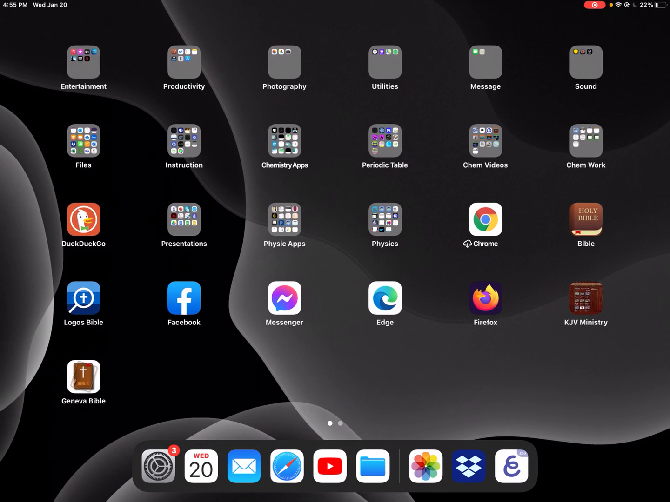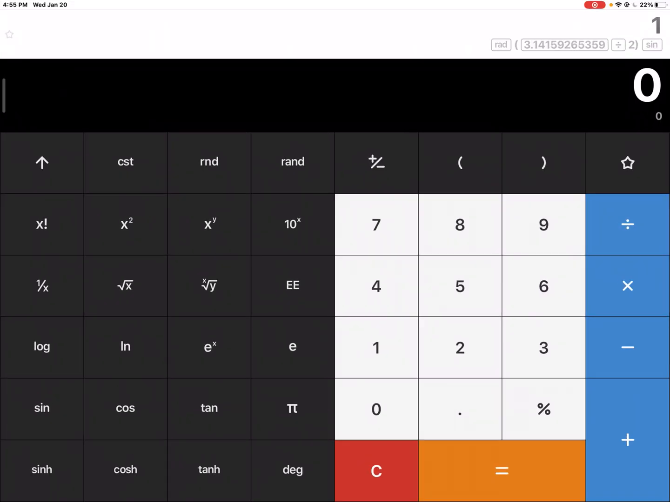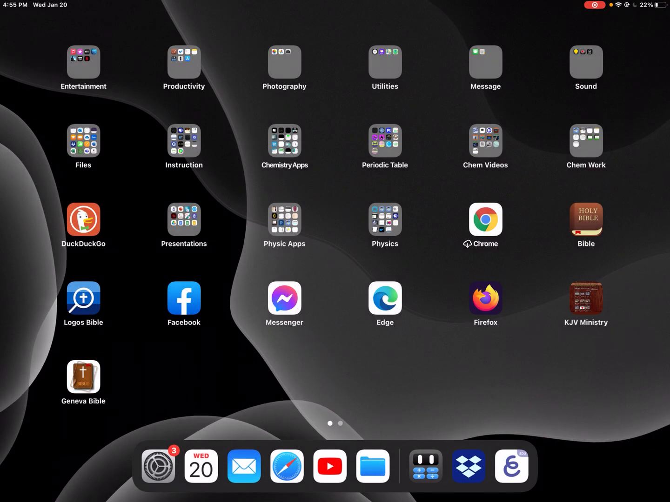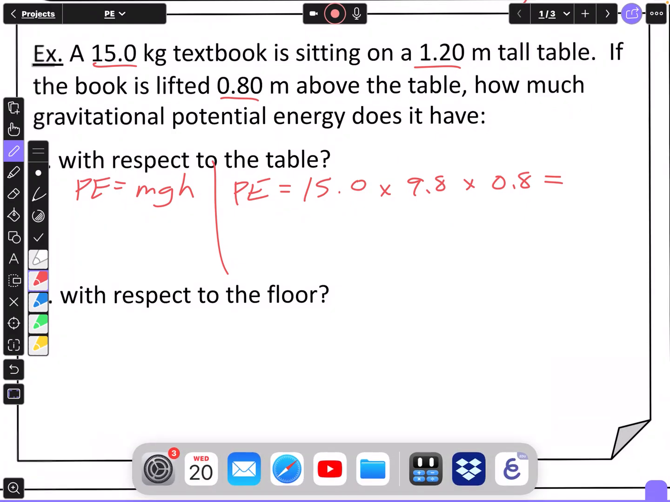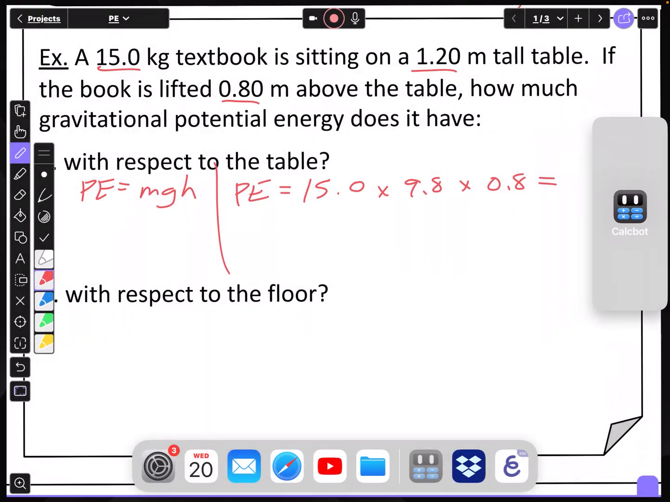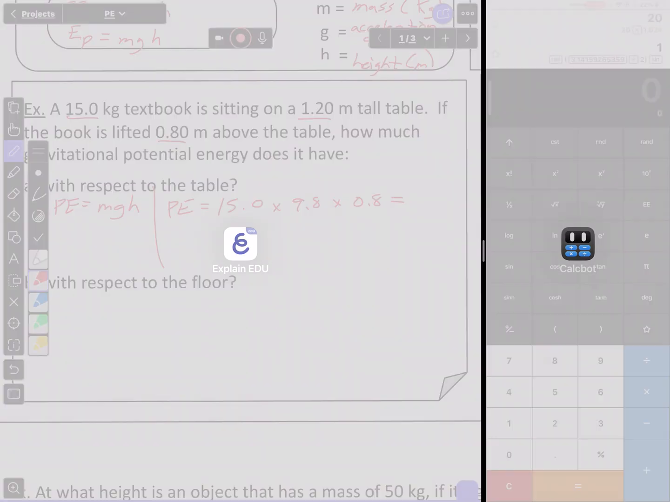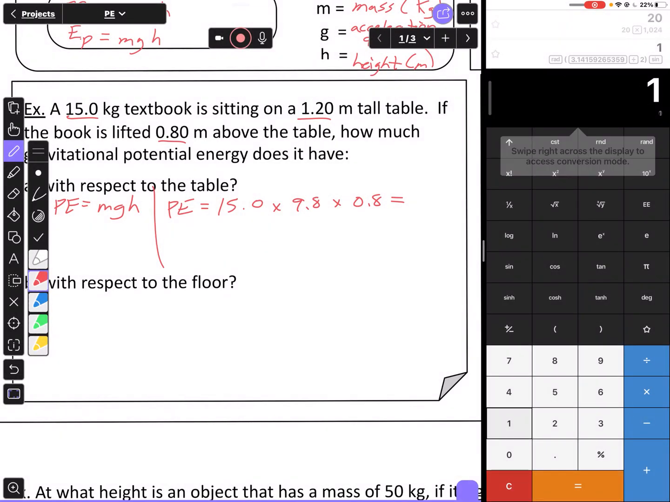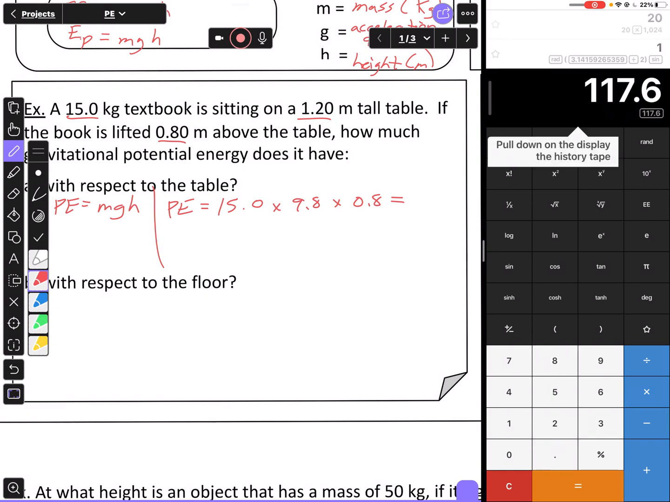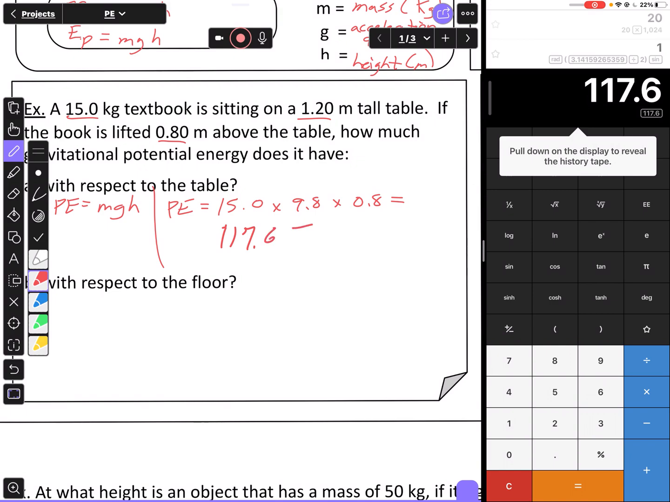And to bring up my calculator, so that's 15 times 9.8 times 0.8 equals 117.6. And my units for potential energy are joules.